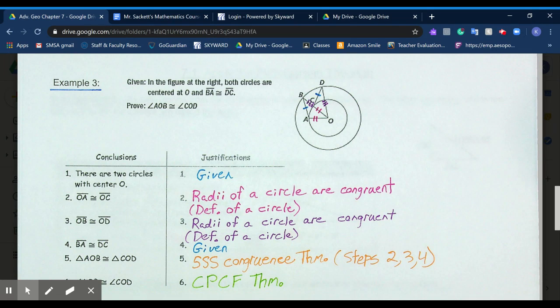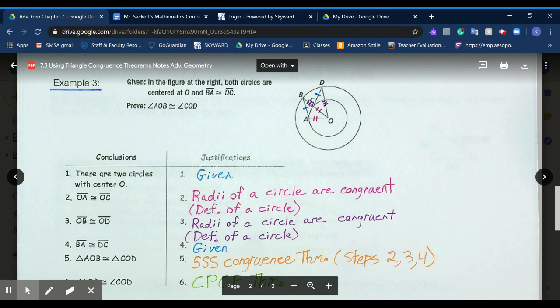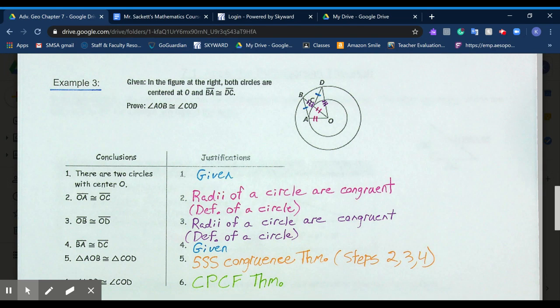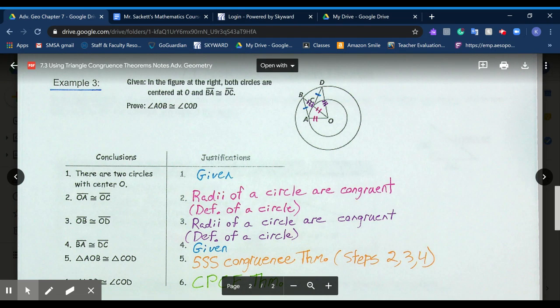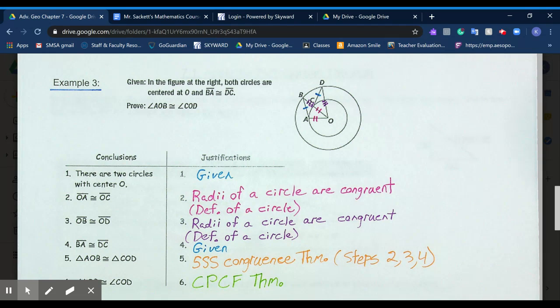But in this case, they gave us the conclusions of OA being congruent to OC, which are radii of a circle. So the definition of a circle tells us radii of a circle are congruent. Same thing with OB being congruent to OD. Radii of a circle are congruent. Then they went back to BA being congruent to DC, which was part of our given information.